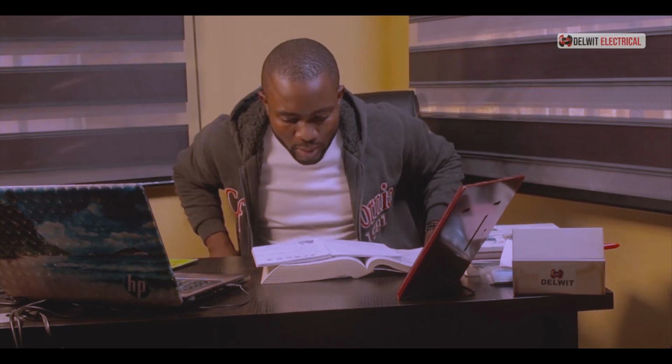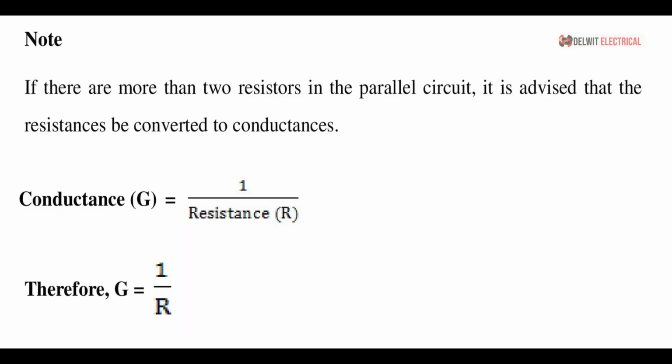So don't confuse. When you are looking for I1, R2 will be up. When you are looking for I2, R1 will be up. But take note, that is if it's only 2 resistors. If there are more than 2 resistors in parallel, you cannot use that formula.